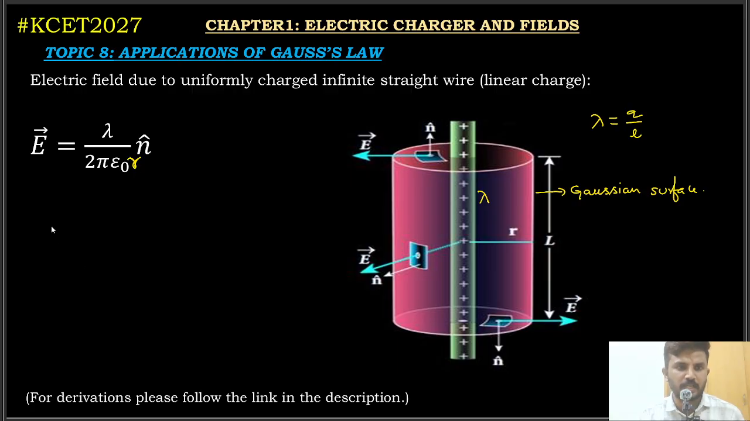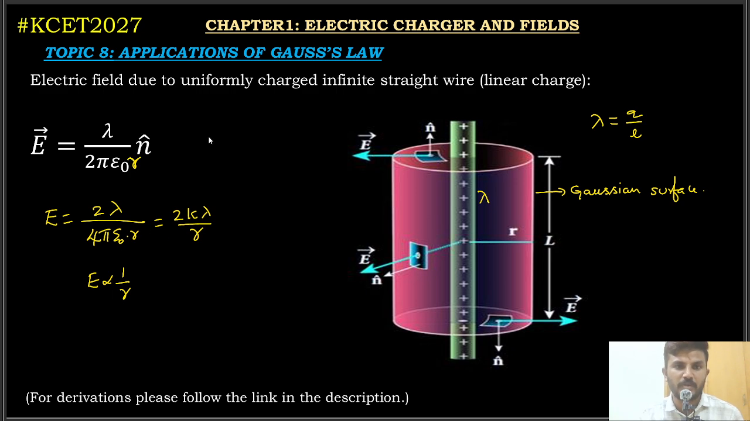Okay, this can also be written as E is equal to 2 lambda divided by 4 pi epsilon naught into r. What is 1 by 4 pi epsilon naught? K. So 2k lambda by r also you can write. In vector form we write n cap. N cap is the unit vector. Clear? So here electric field decreases with the distance. So E is inversely proportional to r. Lambda is the charge density. K is 1 by 4 pi epsilon naught.